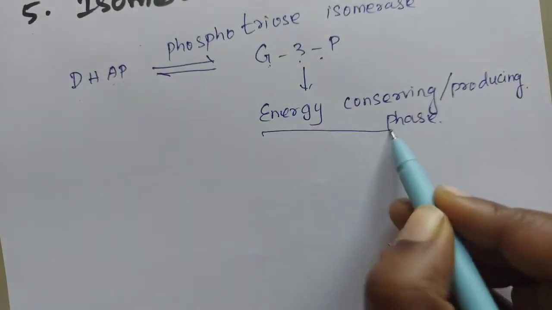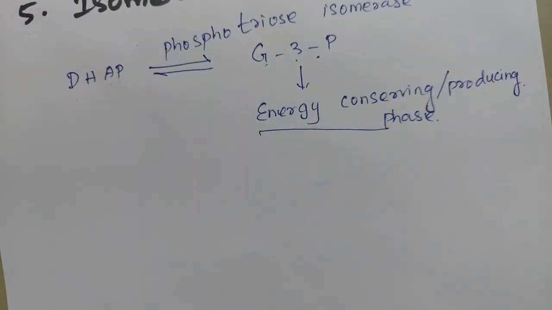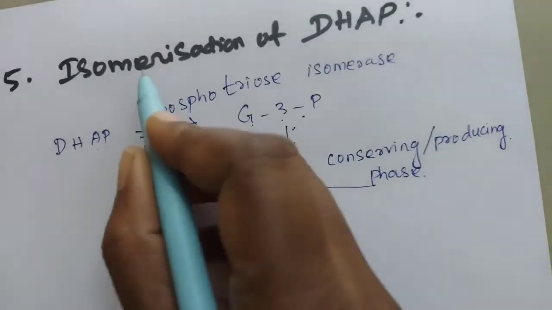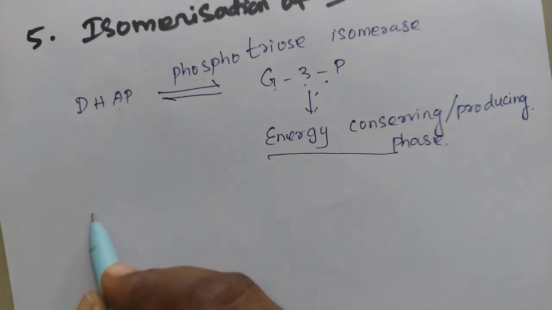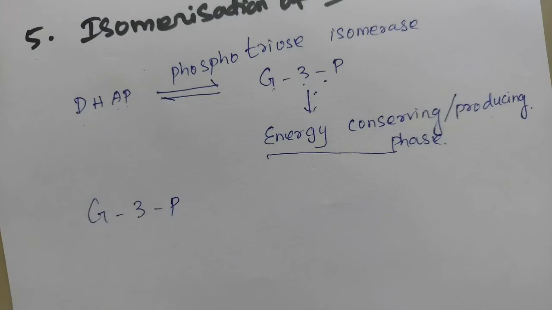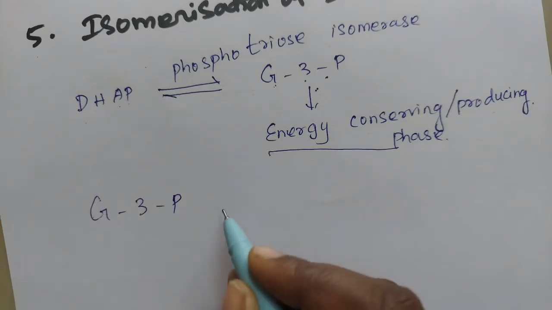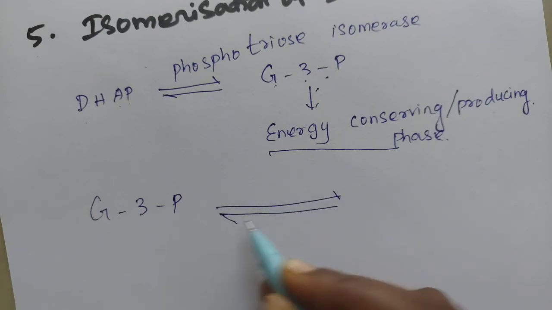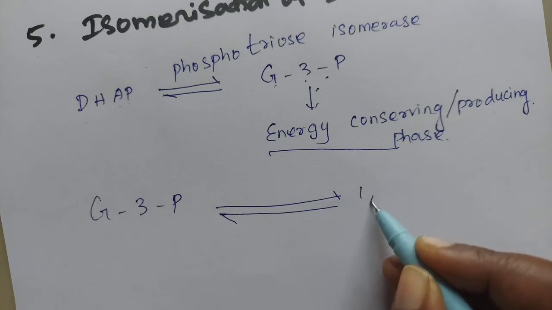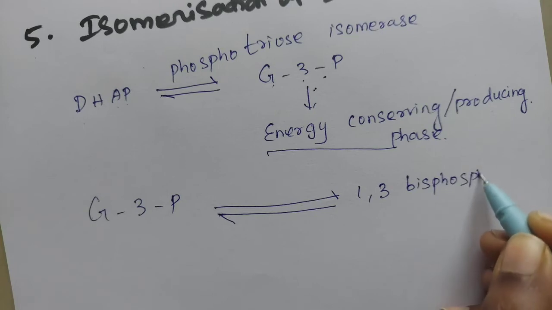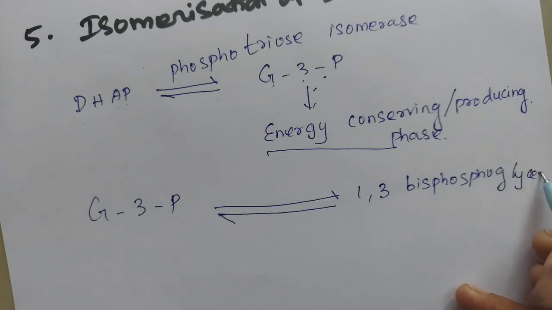Now we are entering into the third phase known as the energy conserving phase. This glyceraldehyde 3-phosphate, produced as a result of isomerization of dihydroxyacetone phosphate, enters into the third phase known as the energy conserving or producing phase. This glyceraldehyde 3-phosphate produces, so this reaction is a reversible reaction, another component known as 1,3-bisphosphoglyceric acid.